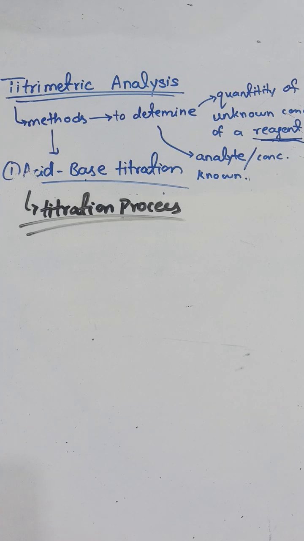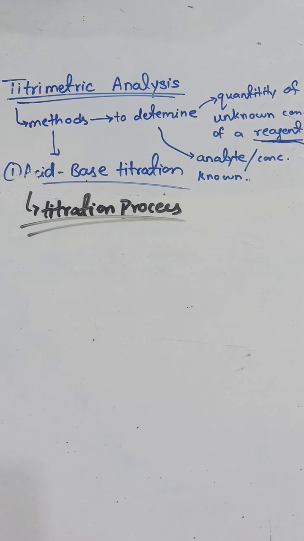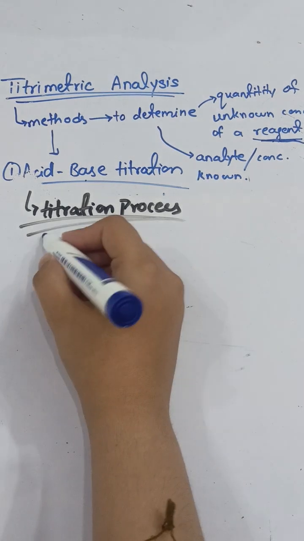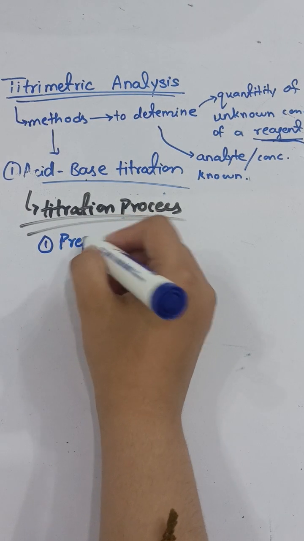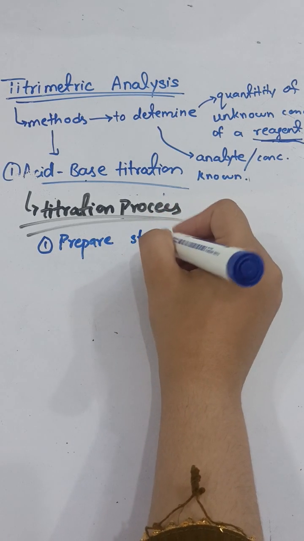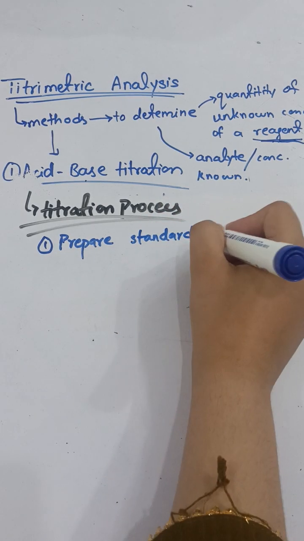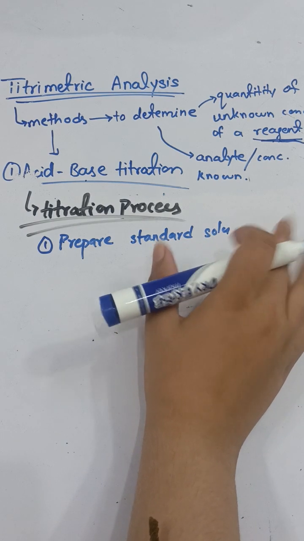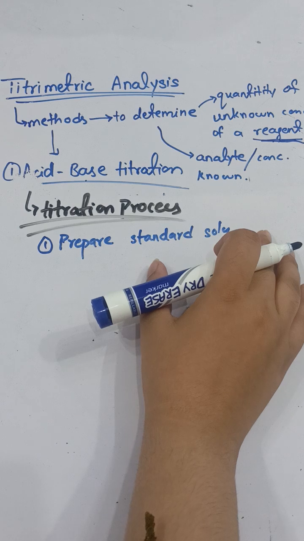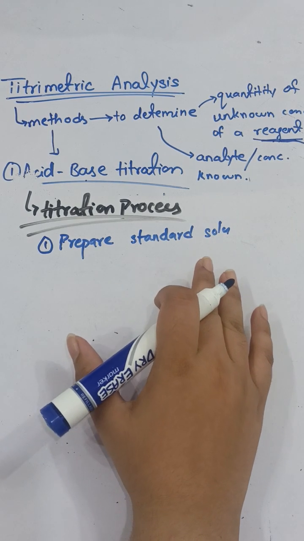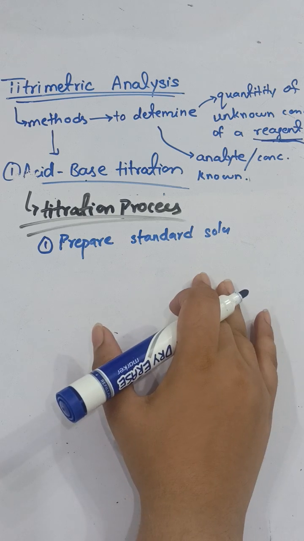Okay guys, let's discuss the process of titration, how you are going to perform the titration process within your lab. The first step that you have to do is prepare a standard solution. What kind of solution is this standard solution? It is a solution whose concentration is used as a reference. It can be a primary standard solution that is used by industries, and it could be a secondary standard solution.